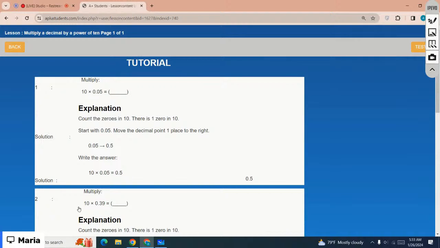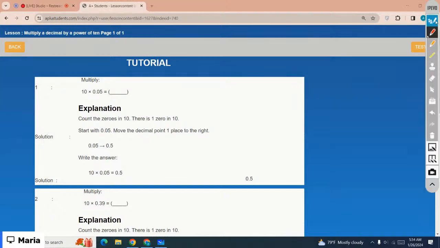Okay, 10 times 0.05. So when multiplying decimals with 10, you simply have to move the decimal. How? Just look at the first example. You have only one zero in 10, right? That means you need to move the decimal point one place right. Got it? The number is 0.05, right? Here is 0.05 and here is 10.